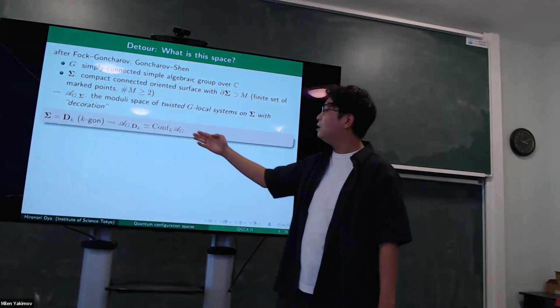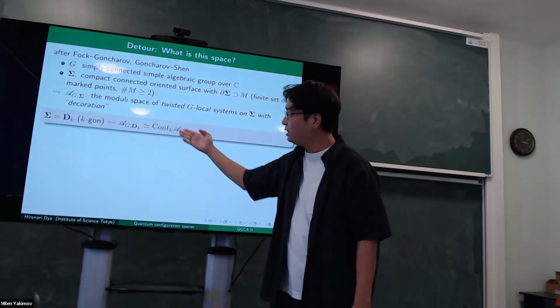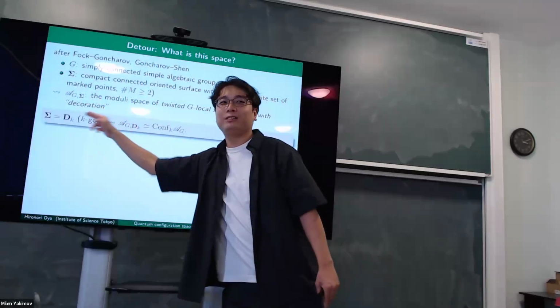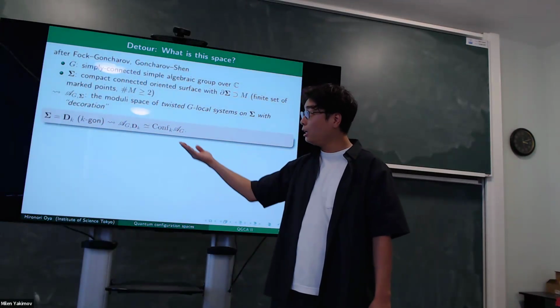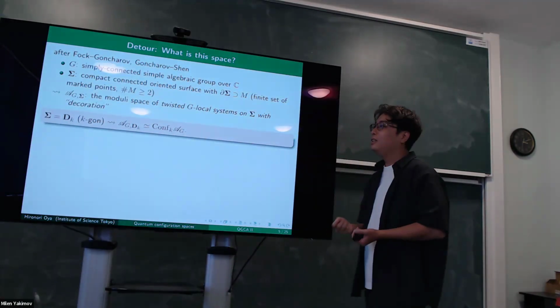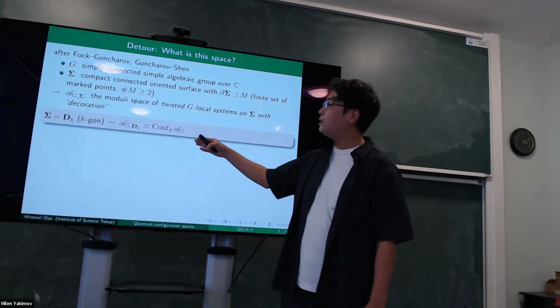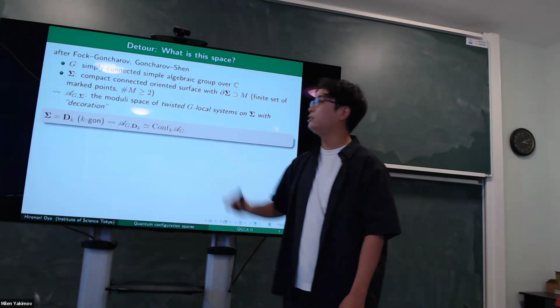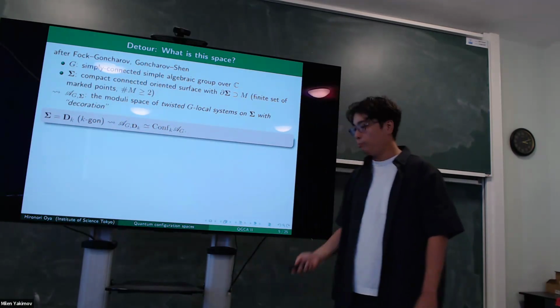And this data comes from the decoration part. So the decoration corresponds to the decorated flags in the marked points. So this is simple. In this sense, our configuration space is the simplest example of these moduli spaces.